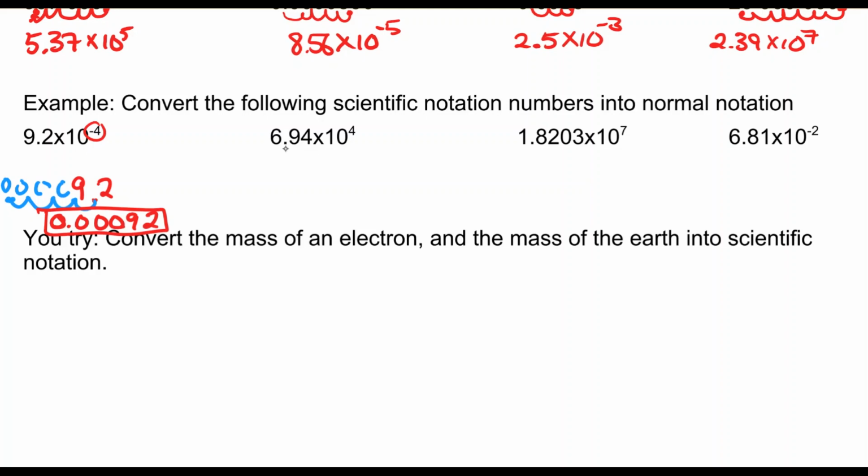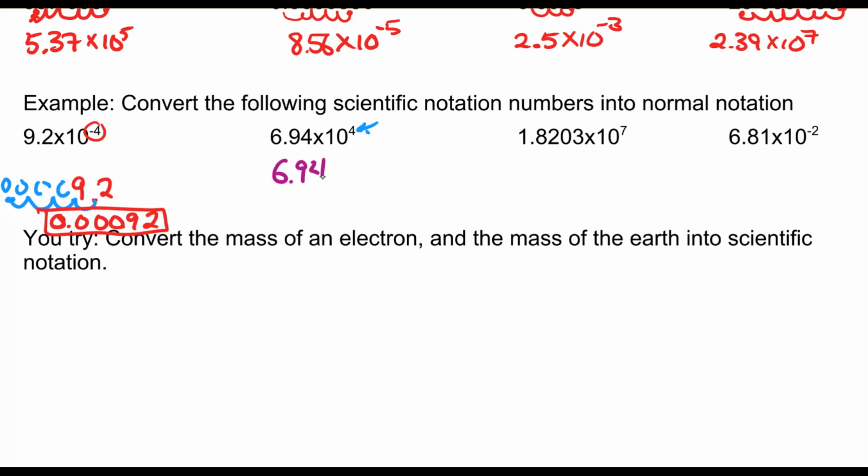Let's convert 6.94 times 10 to the +4. So remember, our exponent here is how many times we're moving the decimal. And then for the 6.94, we're just going to move that decimal to whichever side makes it either greater than 1 or less than 1. So let's try this.